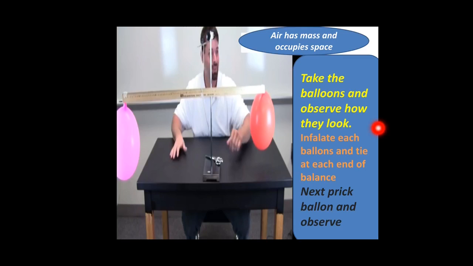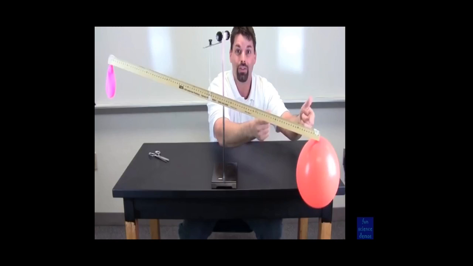After inflating, the air occupied the space inside the balloon, and hence the balloon increased in size. This shows air occupies space. After pricking, the balance tilted towards the inflated balloon, which shows that the inflated balloon was heavier. This shows that air has mass.